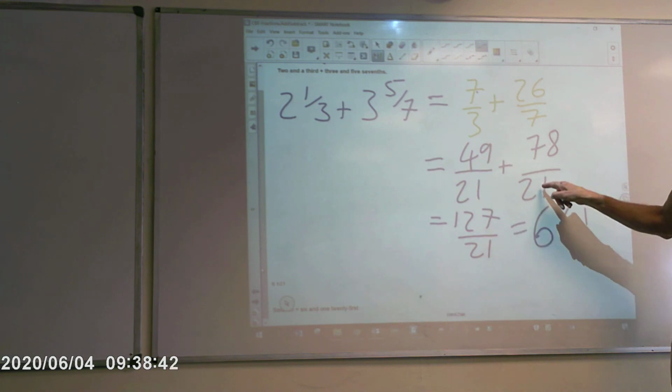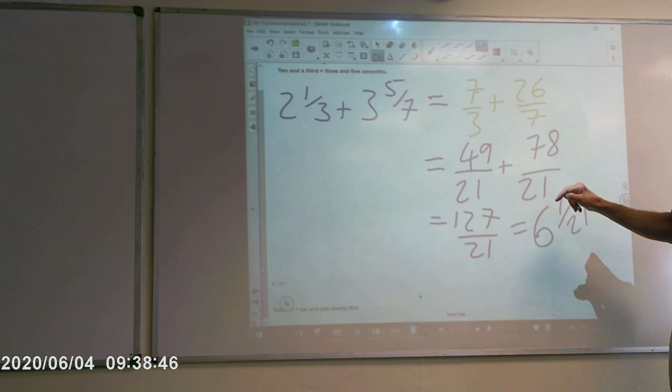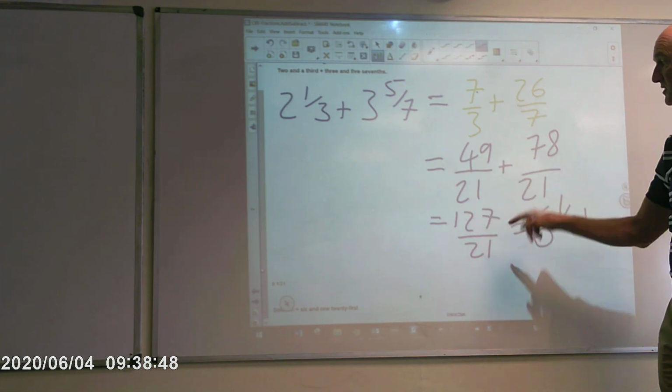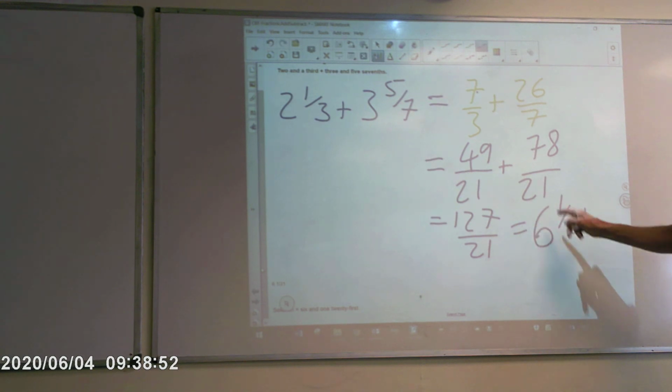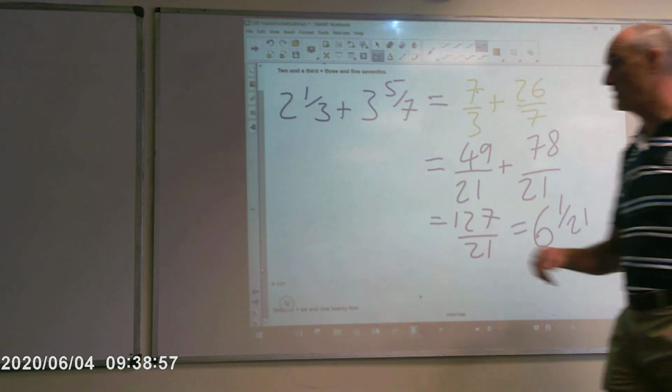What have I done to make that into 21? I've multiplied it by 3, so I've got to do the same for the top. Add those like terms together, get 127/21. Simplify it, gives me 6 and 1/21st. Okay, that is the process.